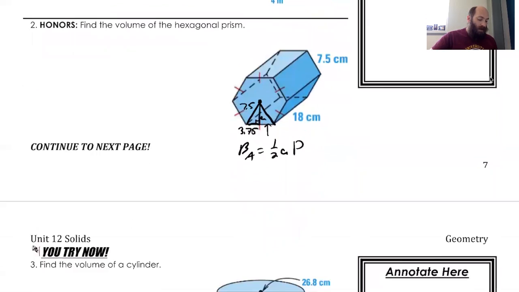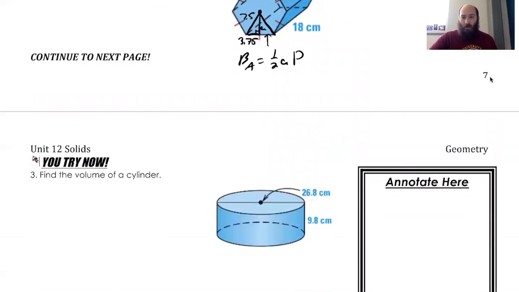And then that one's a little bit more straightforward. Just make sure you use the correct radius because it's going to be half of this. So your radius is going to be 13.4. All right.